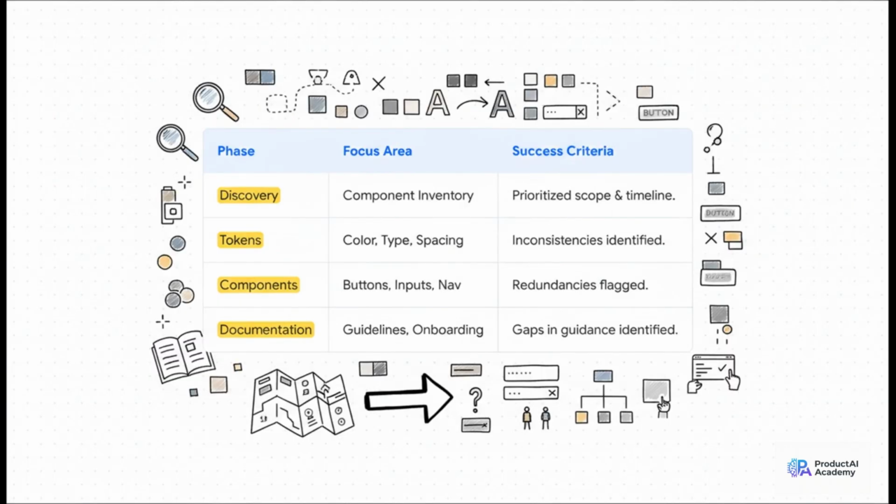A professional audit always follows a structured process, and you can use this exact same framework. You start with discovery. Take a full inventory of every single component across all your products. Then, you analyze your foundational tokens, color, type, spacing, and you hunt for every inconsistency. You do the same thing for your components, looking for redundancies. And finally, you audit your documentation to find the gaps. And remember, the goal here isn't just to make a long list of problems. It's to create a prioritized roadmap for building your system.